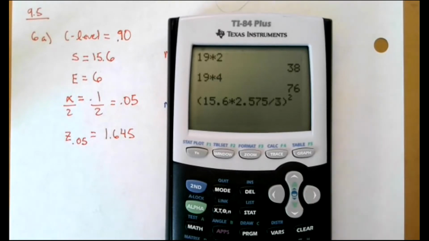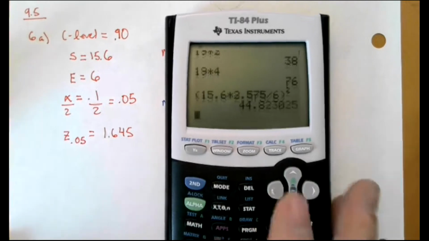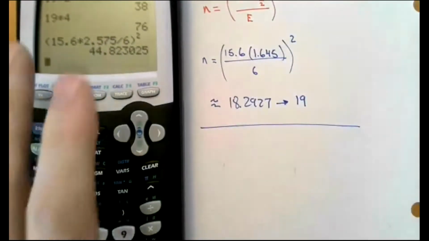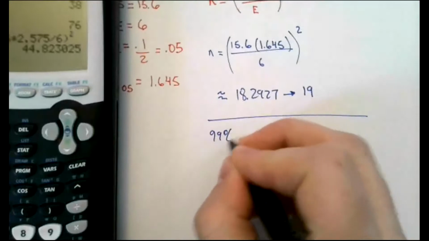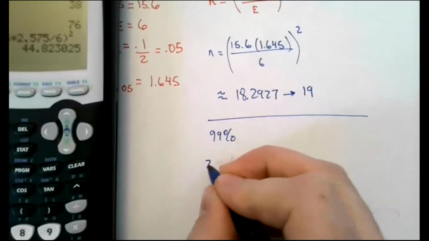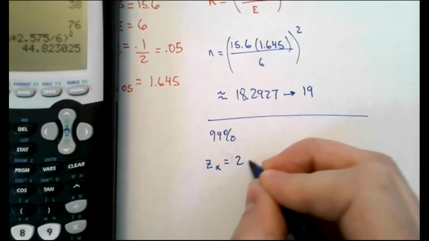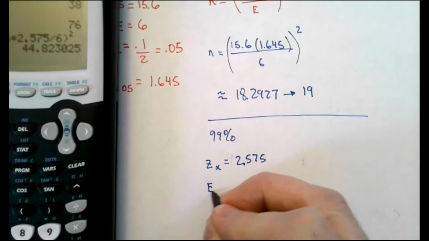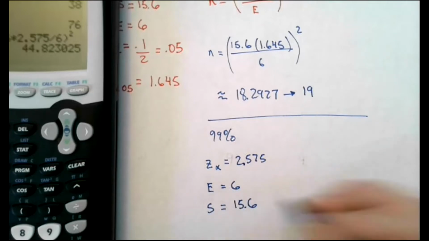2.575, and this needs to be 6. Okay, let me write down the formula for what we've done. So at a 99% confidence level, we're changing the Z alpha to 2.575. Our E was supposed to be 6 books, and our S is still 15.6.